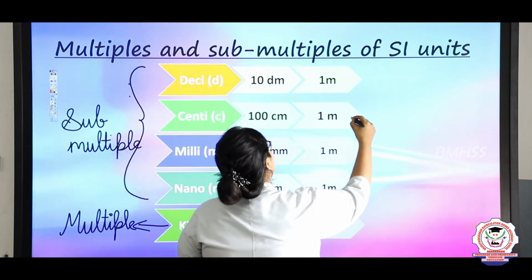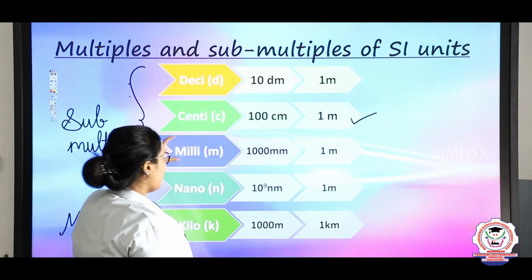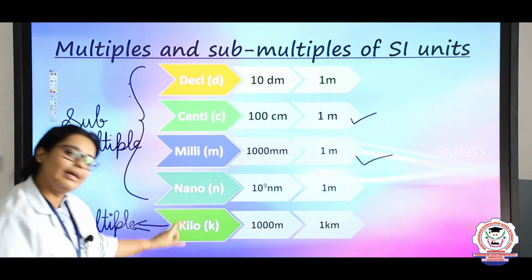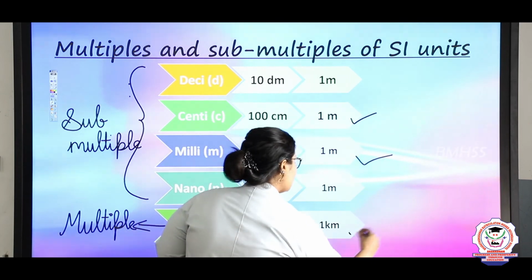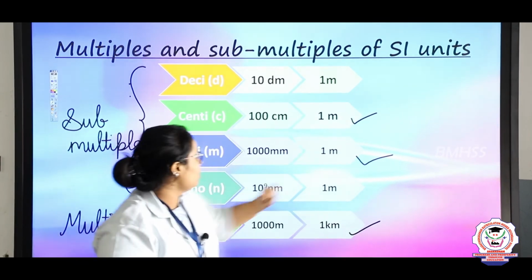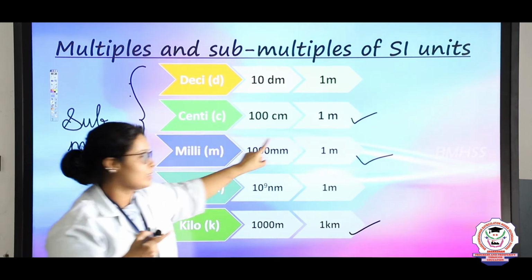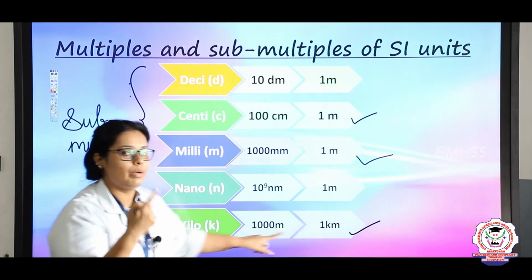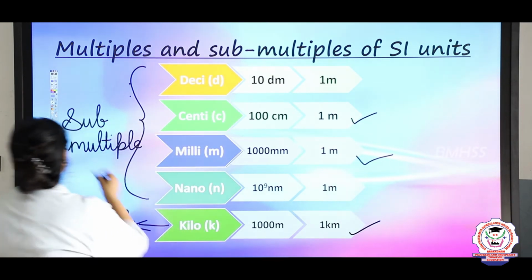Here is what is the centimeter conversion, what is the millimeter conversion and what is the kilometer conversion. So here we will get to know that 100 centimeter is 1 meter, 1000 millimeter is equal to 1 meter and same way 1000 meter is equal to 1 kilometer, right?